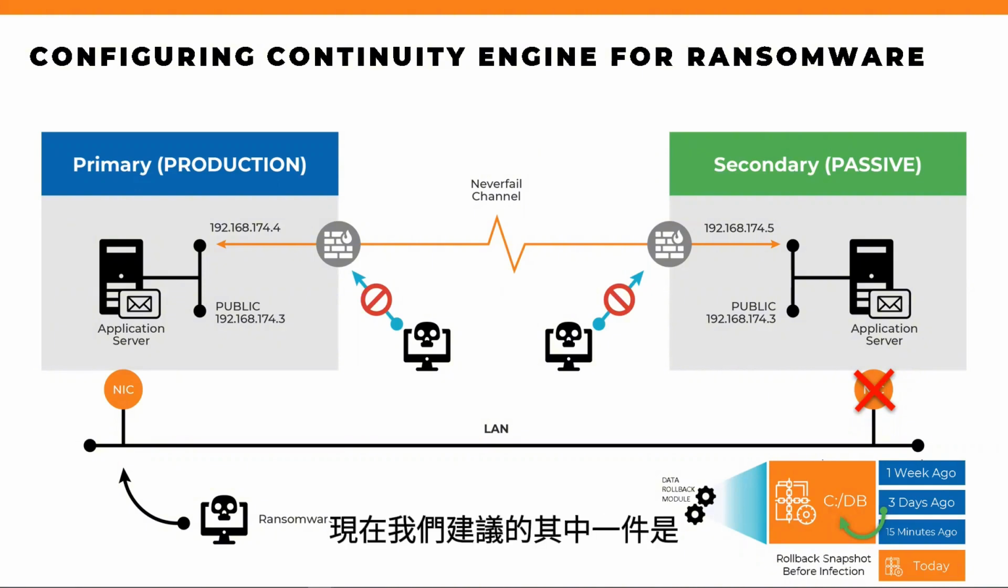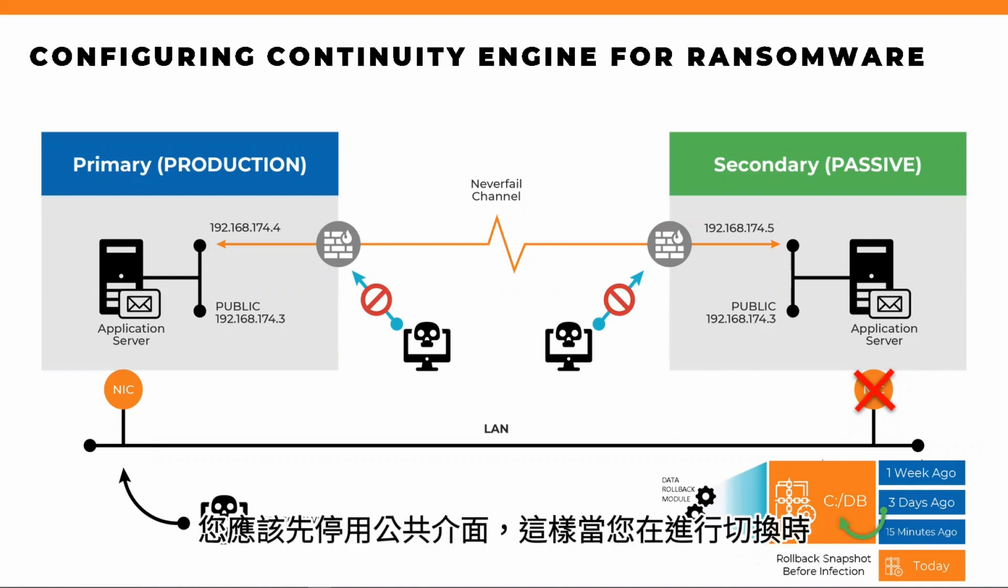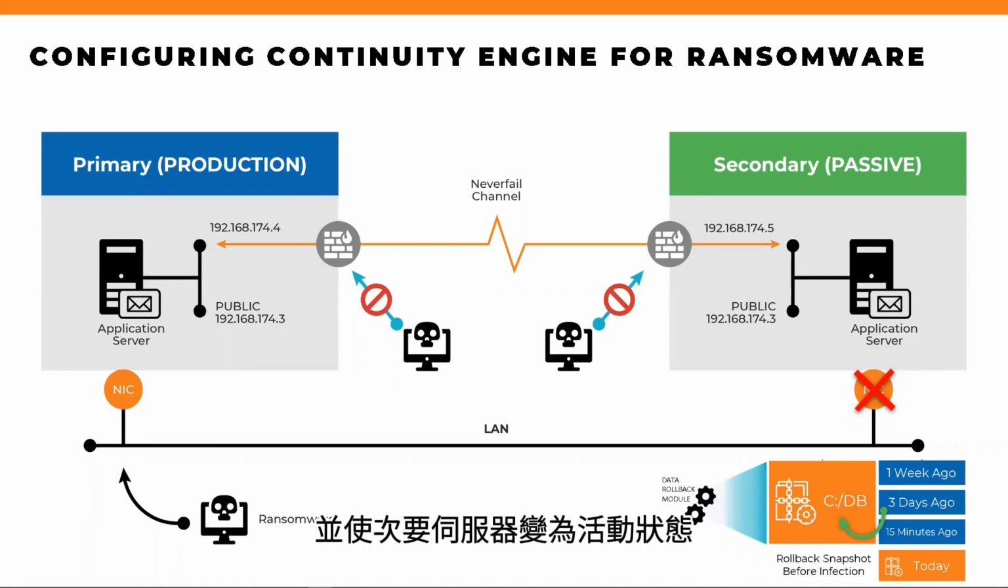Now, one of the things that we would recommend is that before you do the failover process and the rollback, you just deactivate the public interface so that when you do your switch over and make the secondary active, it's not affected by the ransomware. It cannot just jump onto the new active server until the environment is fully cleaned up.